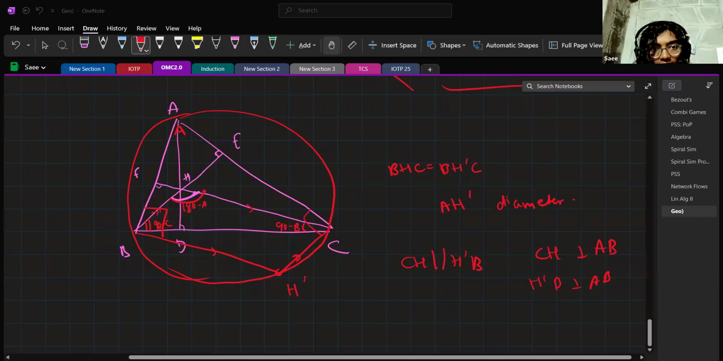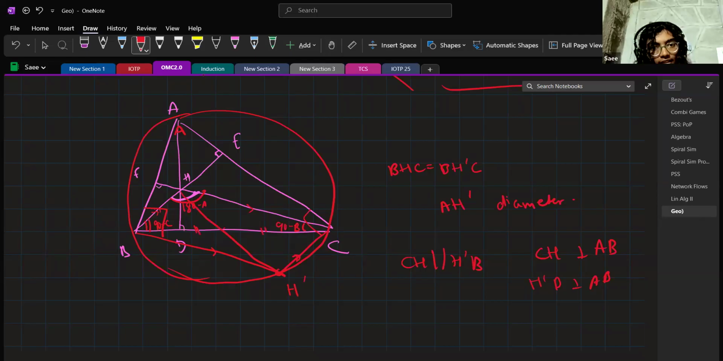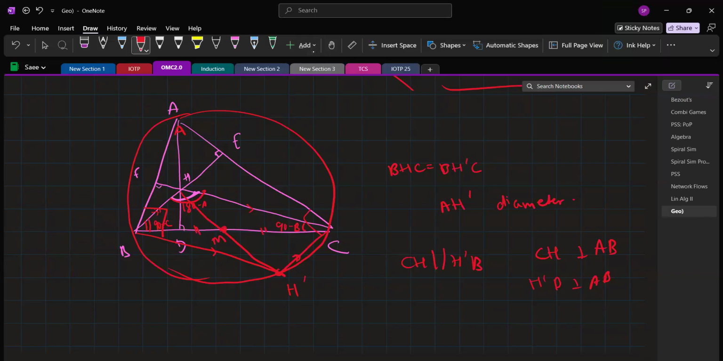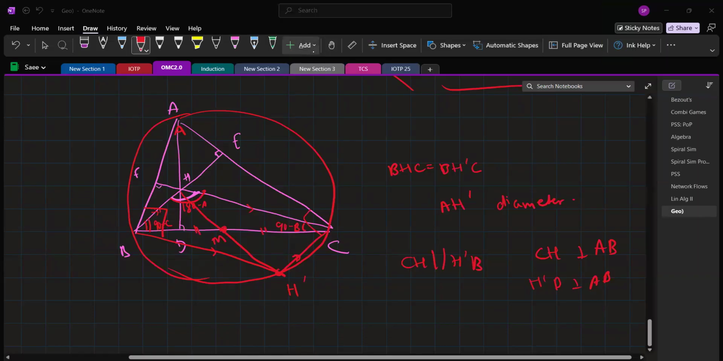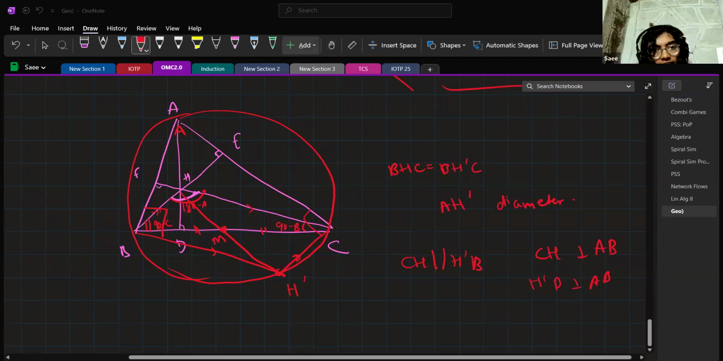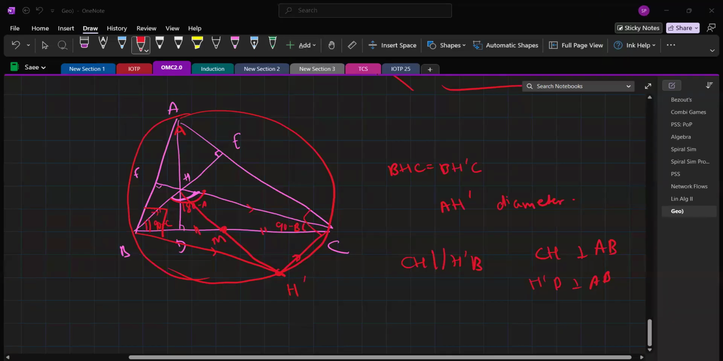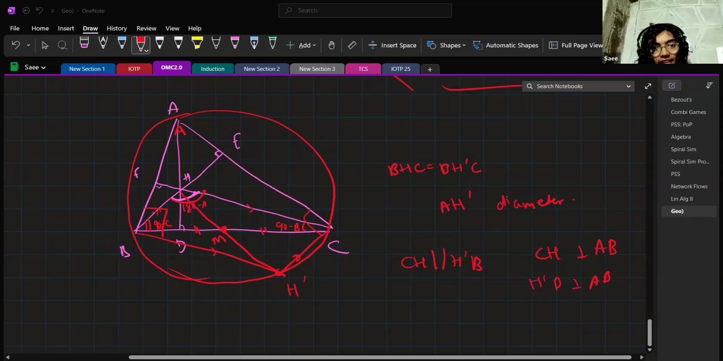Yes. In fact, since it's a parallelogram, HH' bisects BC, so this is going to be the midpoint of BC. That's a great observation. Anything else we can observe here? And in fact, this midpoint is just the circumcenter of BFC and BEC. Yes, that's also a great observation.